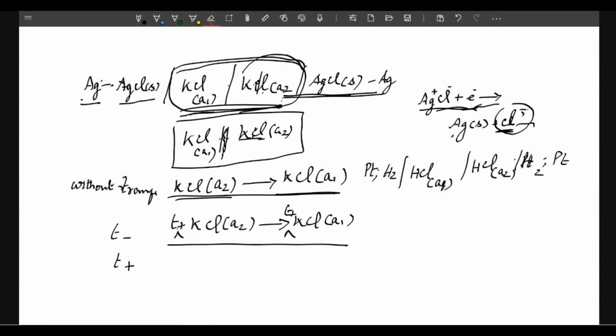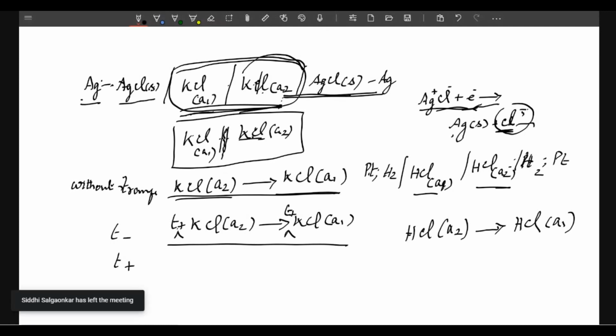A double line indicates a concentration cell without ion transference. A single line indicates with ion transference. Whether with or without, the transport would be taking place from the higher concentration to lower concentration. Because the electrodes are the same, they get cancelled at the end of the equation. Therefore, HCl of higher activity to HCl of lower activity is taking place. This is the net reaction in the case of a cell without transference.